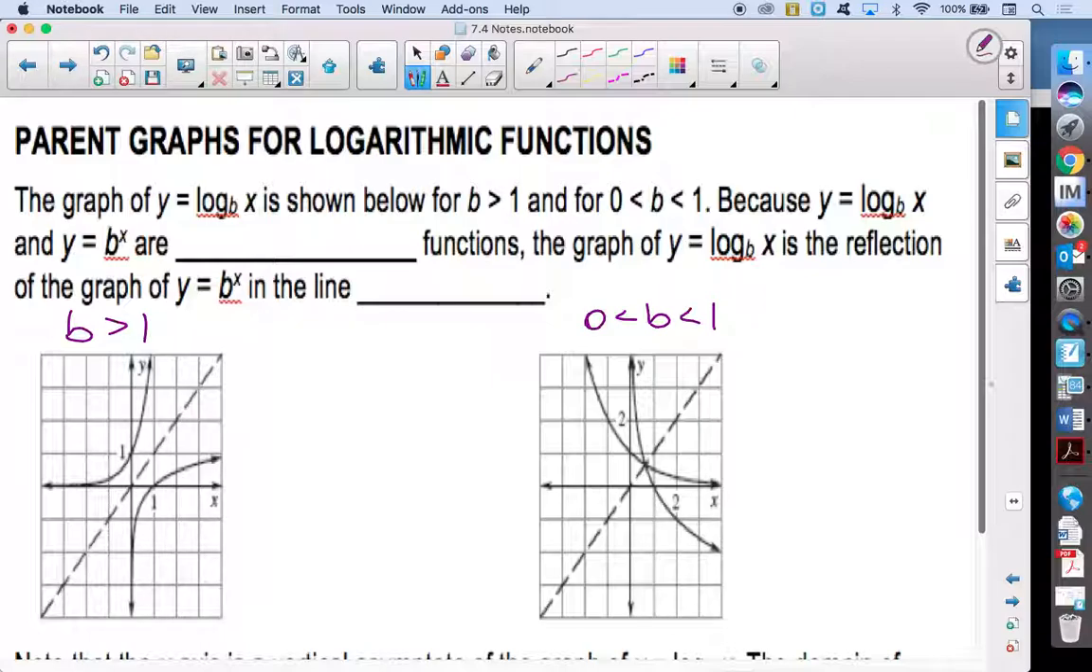Because y equals log base b of x and y equals b to the x are inverse functions, the graph of the log is a reflection of the graph of the exponent over the line y equals x. That's how graphs work when you're looking at the graphs of an inverse and a regular function.